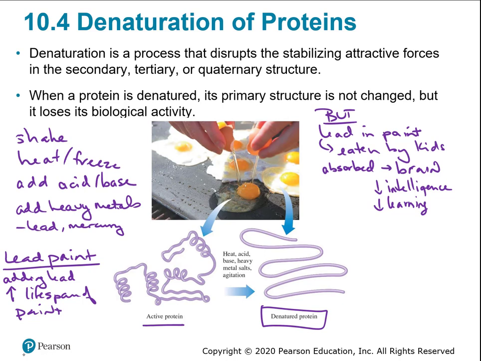And it ends up looking, see how the denatured one just looks like a spaghetti noodle? So it just looks like it's laid out flat. It loses that type of folding. So what kinds of things can you do?